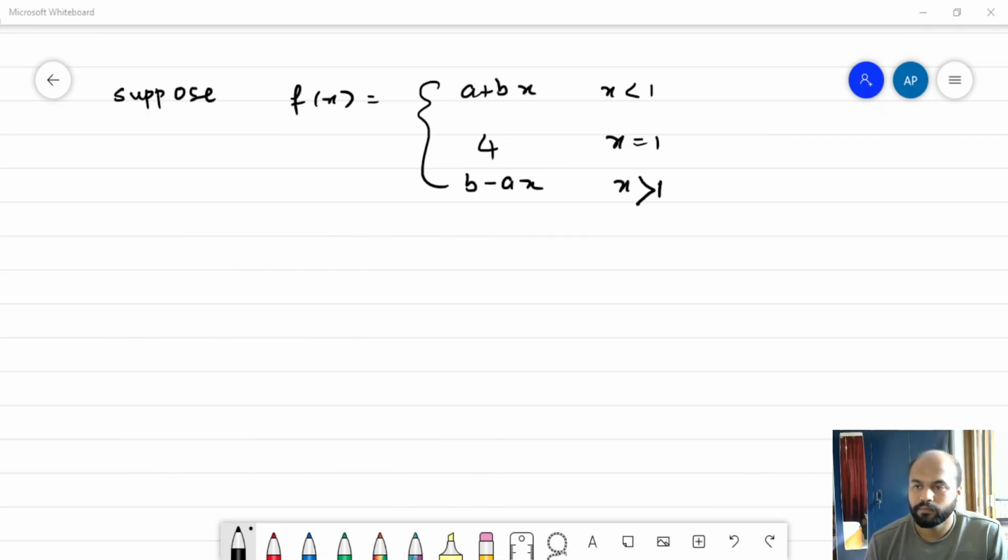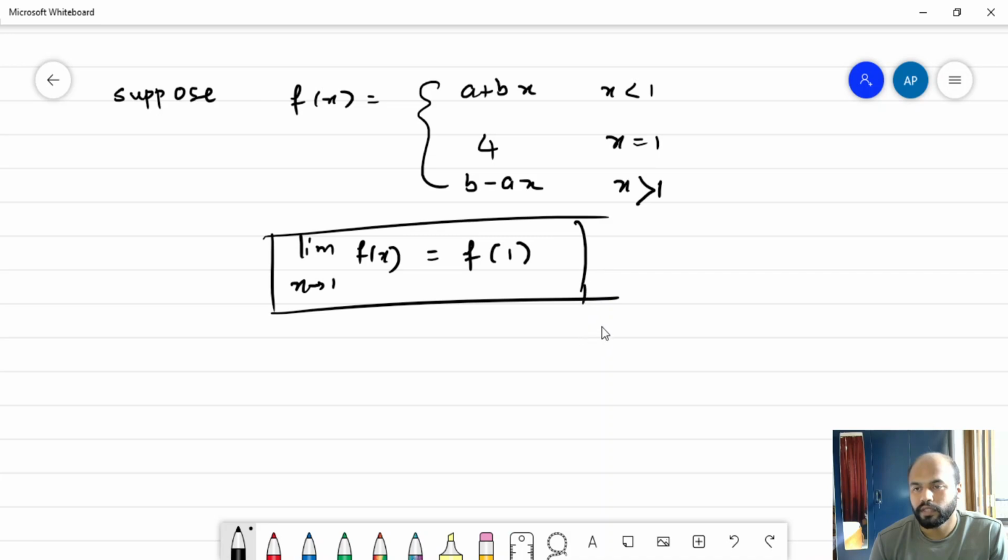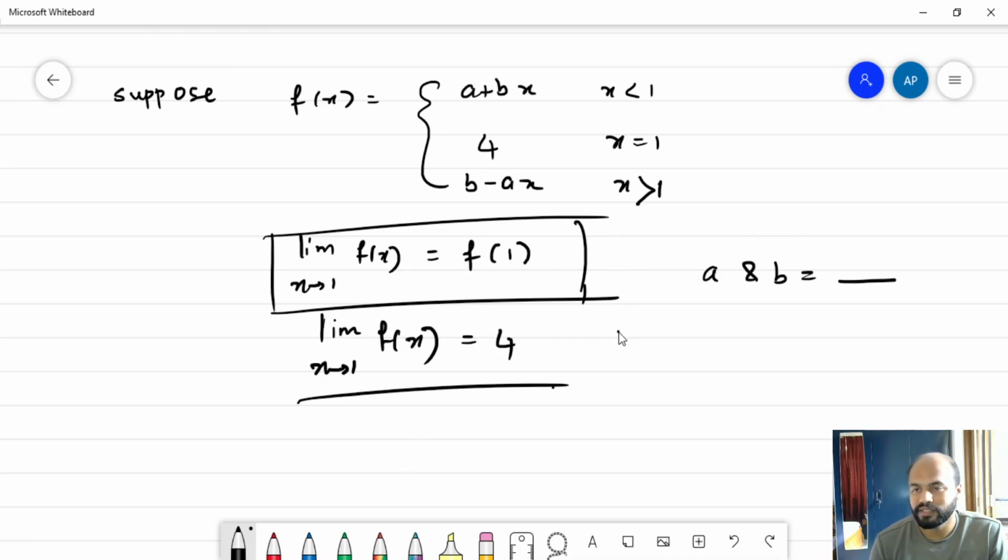So here we take another problem. It's given to us that limit x tending to 1 f(x) is equal to f(1). Now this part is given to us, and what we have to find is, if this concept is true, then the values of a and b. Going by this rule, we know that f(1) is 4. So the limit x tending to 1 f(x) has value 4, which means that LHL should be equal to RHL, and it should be equal to 4. Only then this should be valid.